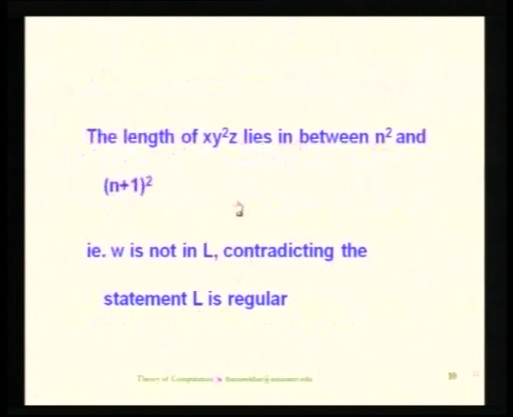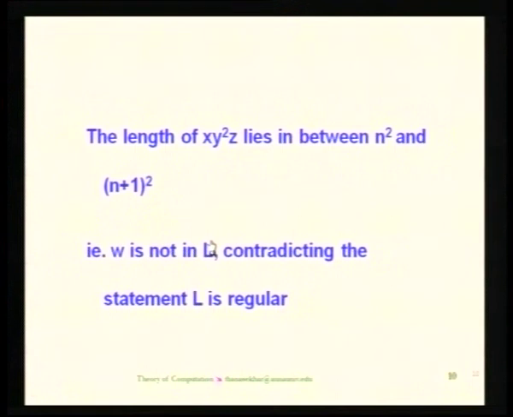If it were exactly n plus 1 square, this x, y square, z may be a string available in the language, but here we find the length of x, y square, z is exactly in between n square and n plus 1 square. So, that will give you the conclusion that W is not going to be in the language L.